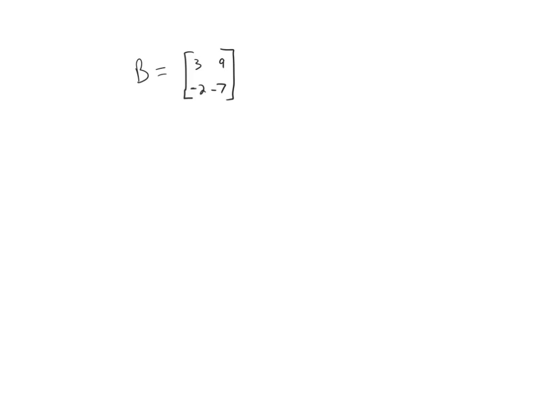Okay, here's an example. Matrix B is 3, 9, negative 2, negative 7. Now to find the inverse, what we're first going to do is take 1 over the downs minus the ups. The downs are negative 21, 3 times negative 7, so negative 21, minus the ups, and the ups are negative 18.